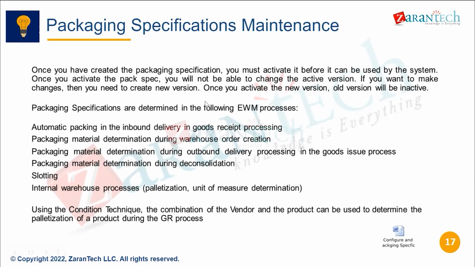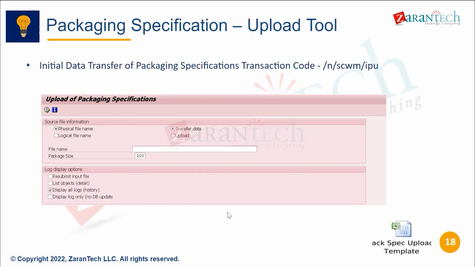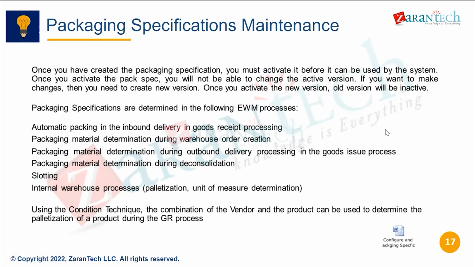You can go through these configurations given. I will show you in the system how it is there. Once you have created the packaging specification in the system, you must activate it before you use it in your EWM system. If you have not activated it, it will not allow you to create it. Also, in the case of automatic packing in the inbound delivery, during goods receipt processing, this packaging specification can be determined. Also, while creating the warehouse order, this packaging material will be determined.